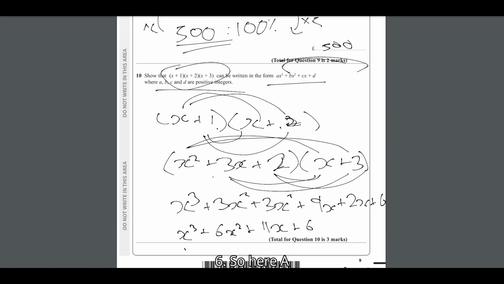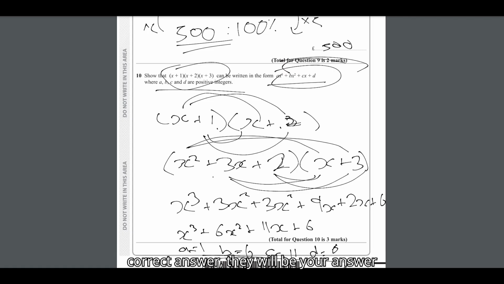So here A is equal to 1, B is equal to 6, C is equal to 11, and D is equal to 6. All of these are positive integers, and they do lie within the form of this. Hence, this will be the correct answer. They will be your answer, and you get the full 3 marks.